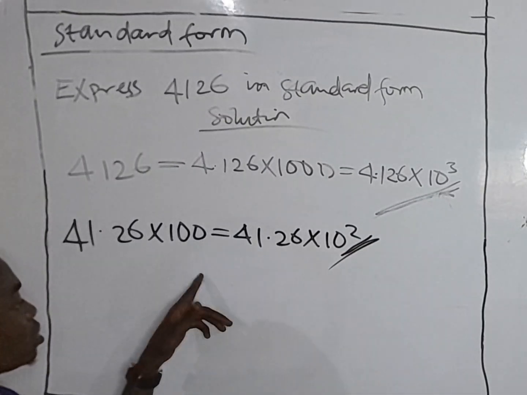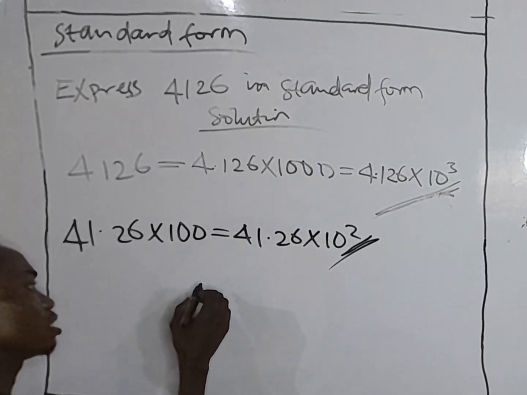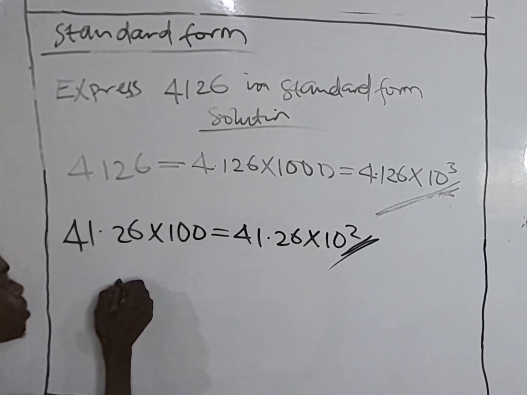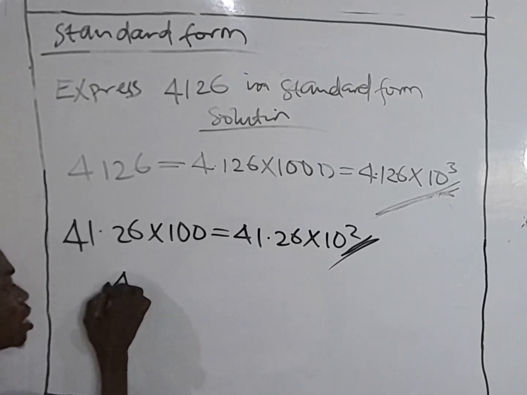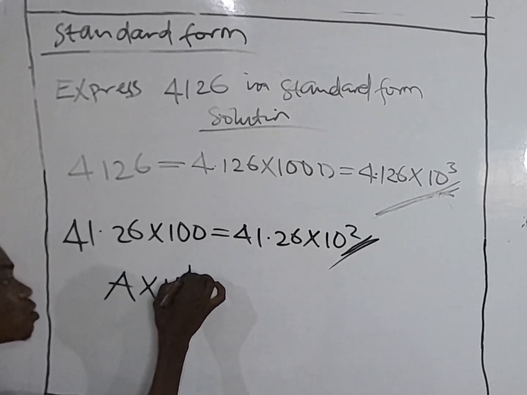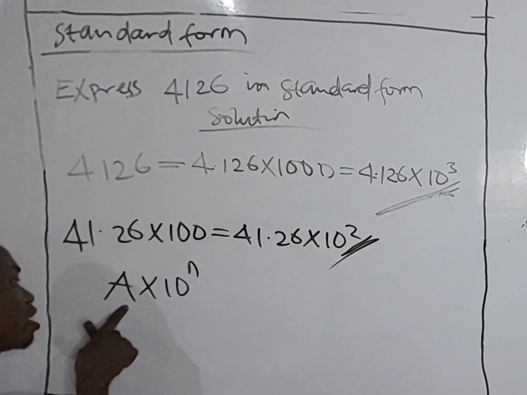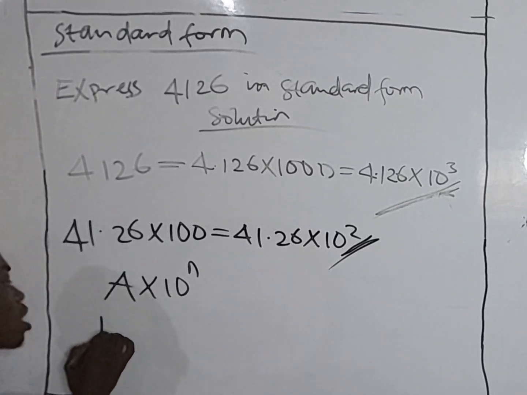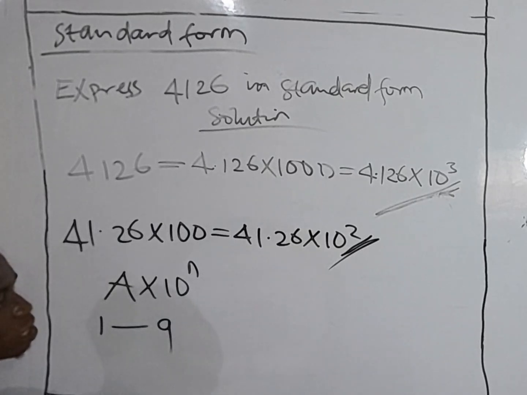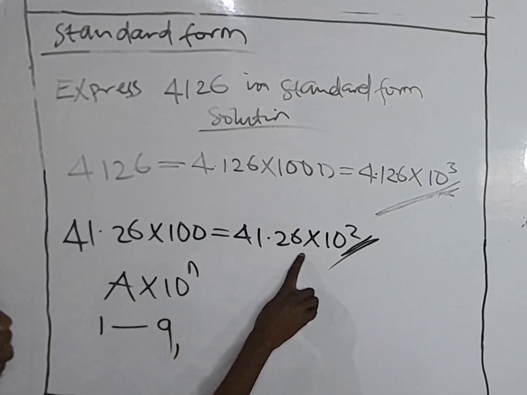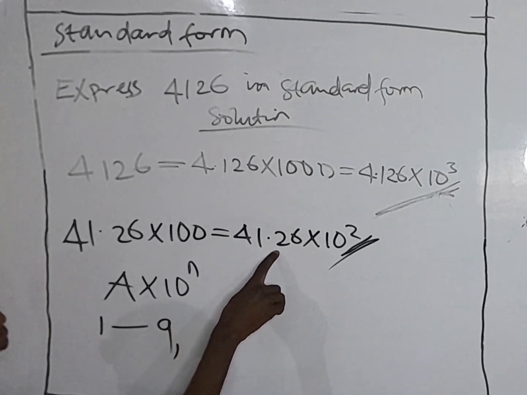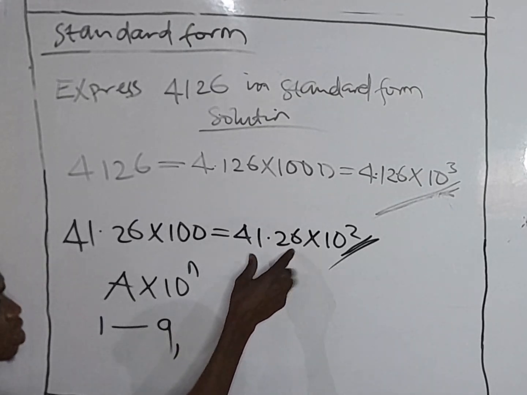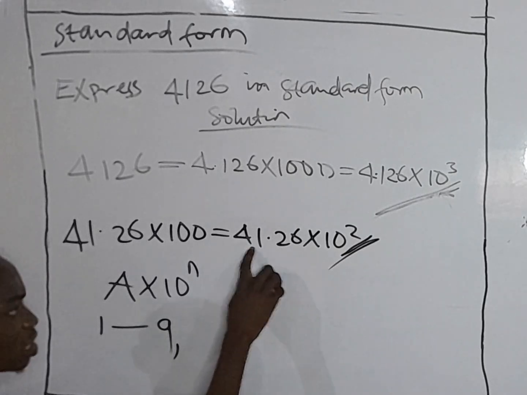Well, there's something I talked about in the beginning of this lesson. I said a whole number is expressed in standard form in this manner: A times 10 raised to the power n, where A must be a number that lies between 1 and 9, and n is any whole number you pick. Therefore, 41.26 is above 9, so this is not in standard form.